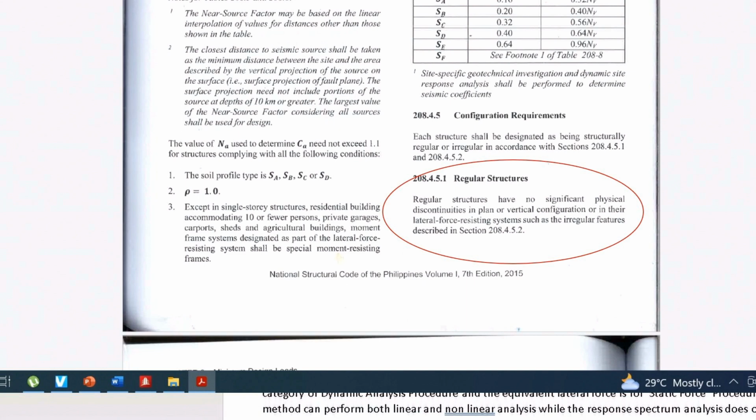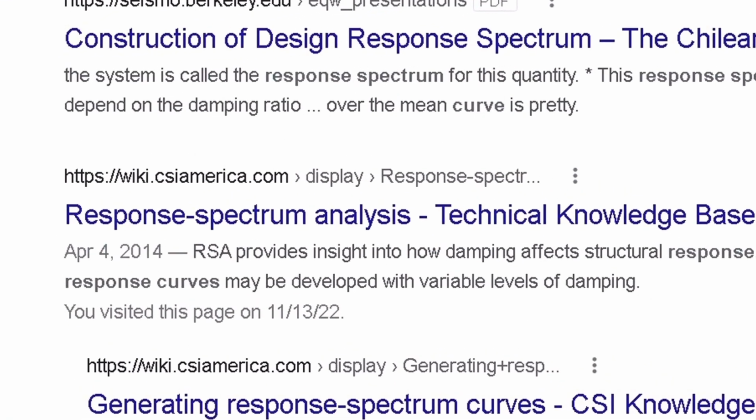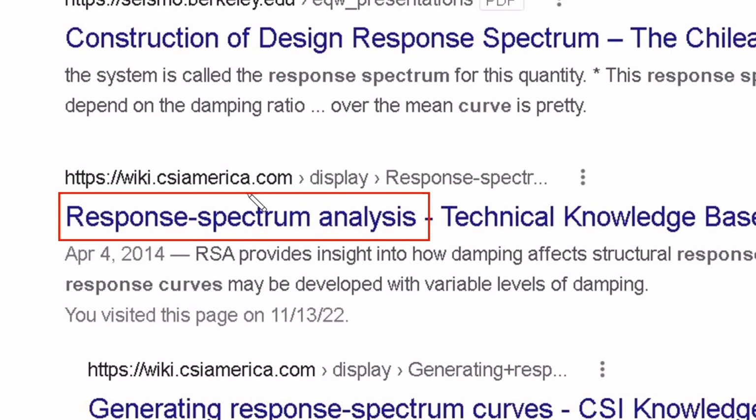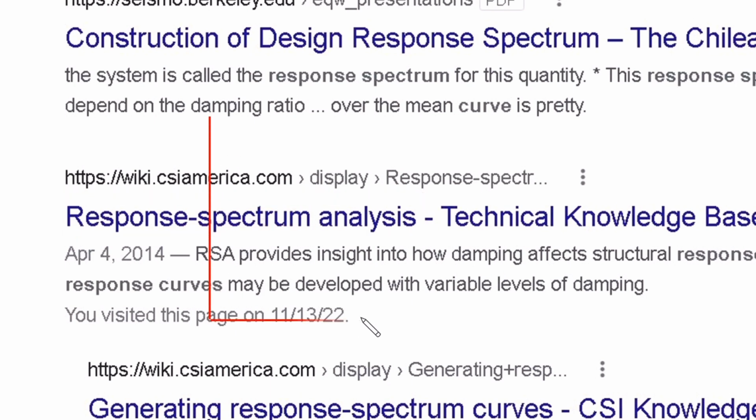I have videos regarding how static analysis is performed. So this time, I'm going to move forward to discuss the response spectrum method of analysis. Response spectrum method is an iterative procedure, and it uses response spectrum curve to do the calculation of seismic demand in any structure under consideration.